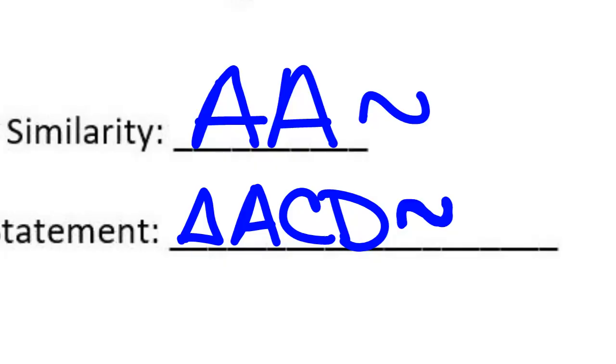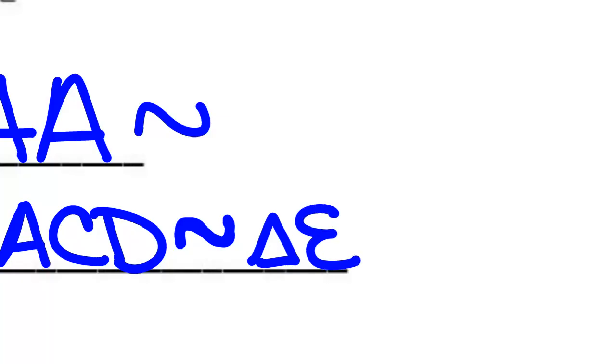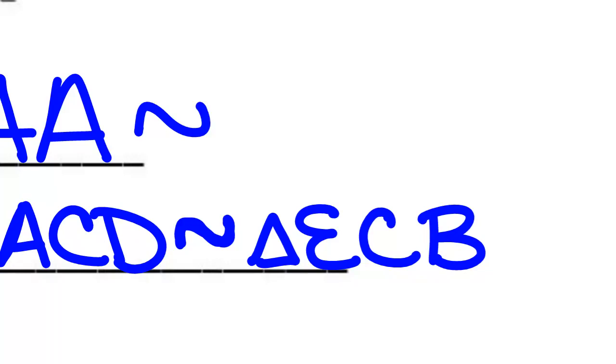is similar to triangle, and now I have to match up my corresponding congruent pieces. A does not have an arc mark on it. What is the angle on the other triangle that does not have an arc mark? E. E does not have an arc mark on it. Then we have C in the middle, right here. What does that correspond to on the other triangle? C. And then angle D has two arc marks. What does that correspond to on the other triangle? B. So triangle ACD is similar to triangle ECB.